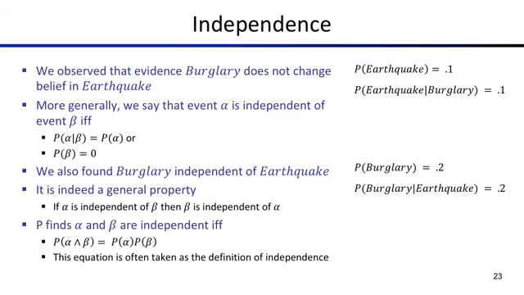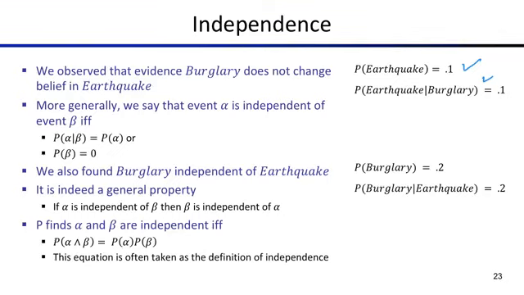We have seen a little bit of this in the previous video, when we computed the probability of earthquake, and we saw that the probability of earthquake was the same as the probability of earthquake given burglary. Both of them were 0.1. So the probability of earthquake did not change when we observed a burglary. So these two events are independent of each other.